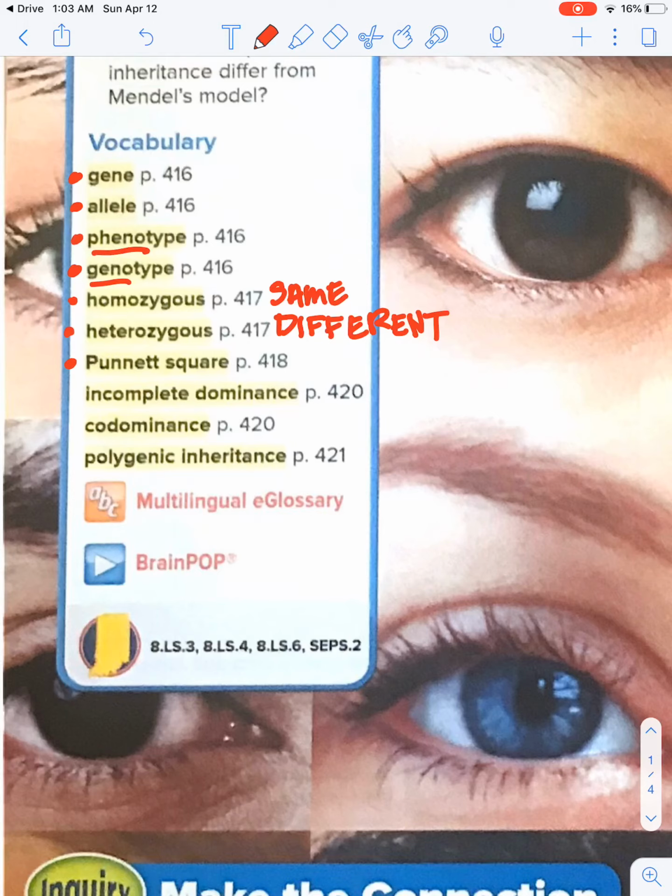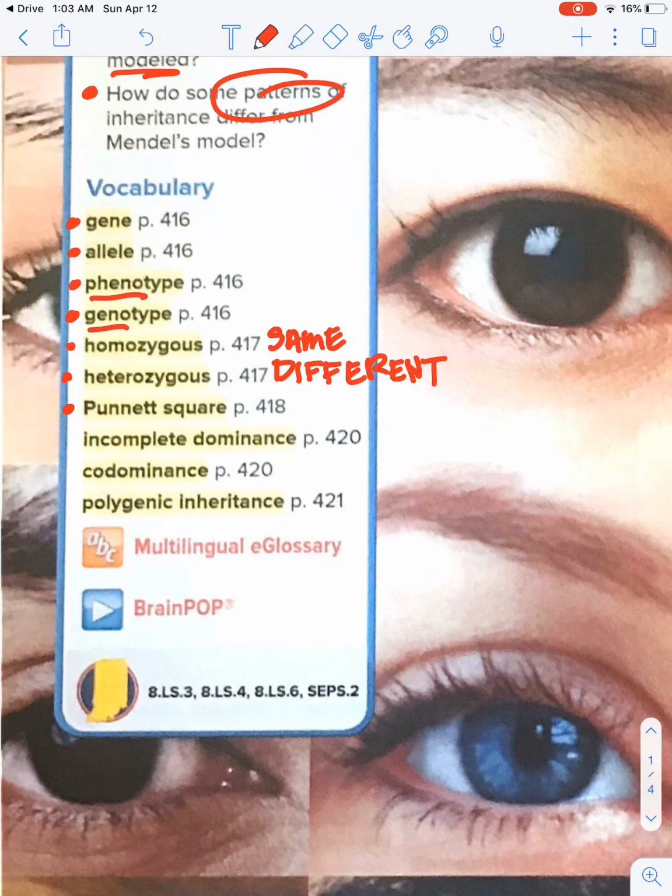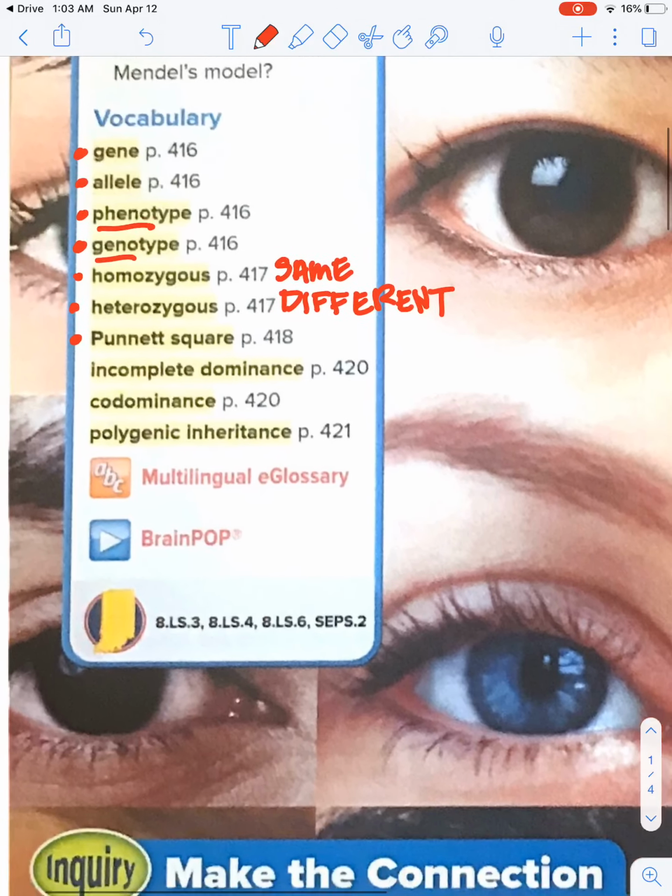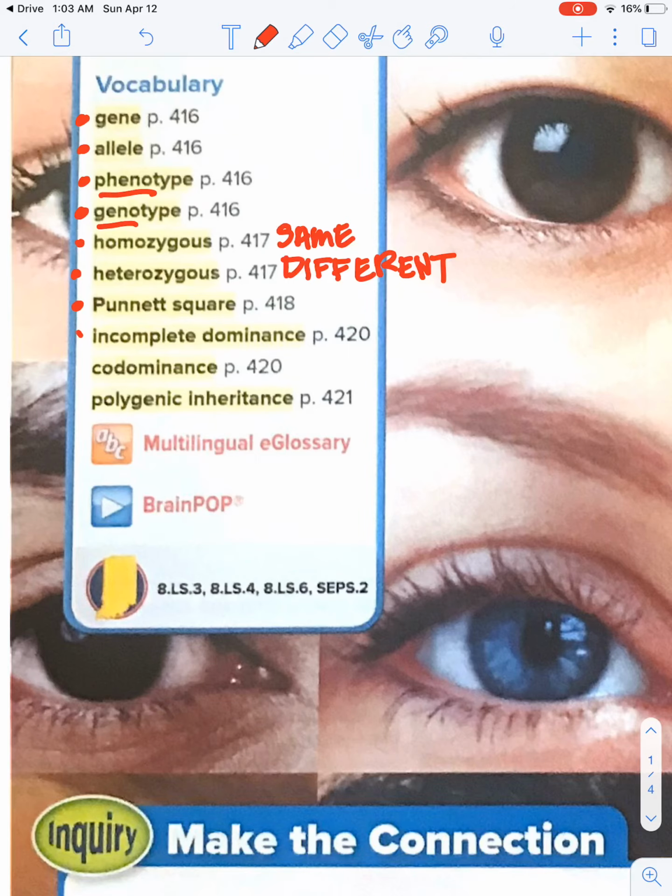Then we're going to be using Punnett squares again to model. And then we're going to be learning about these last 3, the ones that we were just talking about up here, these patterns that are different from the Mendelian model. So incomplete dominance, codominance, and polygenic inheritance.